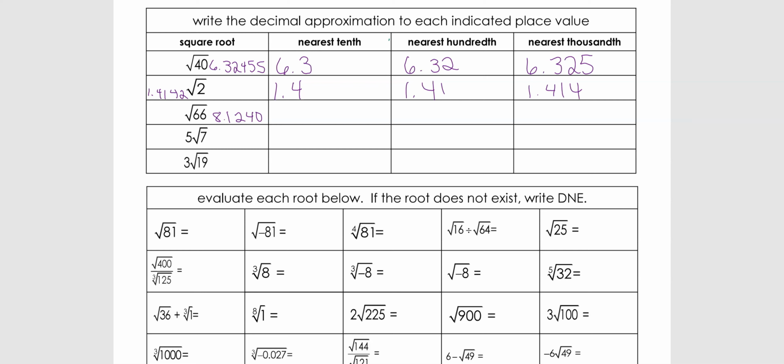All right, so nearest tenth, 8.1. Nearest hundredth, 8.12. And nearest thousandth, 8.124.